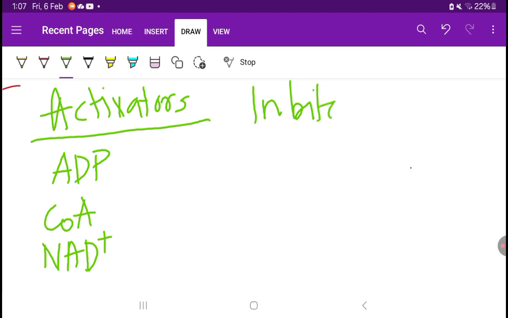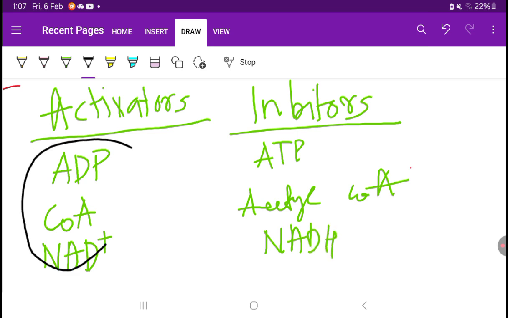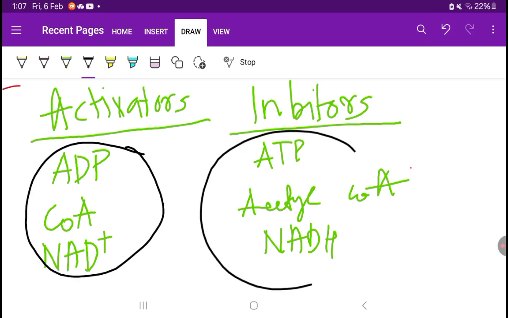Similarly, we can write the products as inhibitors. When this process happens, ATP is formed. So if there is enough ATP present in the cell, we don't need this process. So this is a negative modulator. Acetyl coenzyme A is the product itself, so if it is already formed, we don't need this process. And for NAD, the final product is NADH. So you have to just remember these 3 activators and 3 inhibitors.